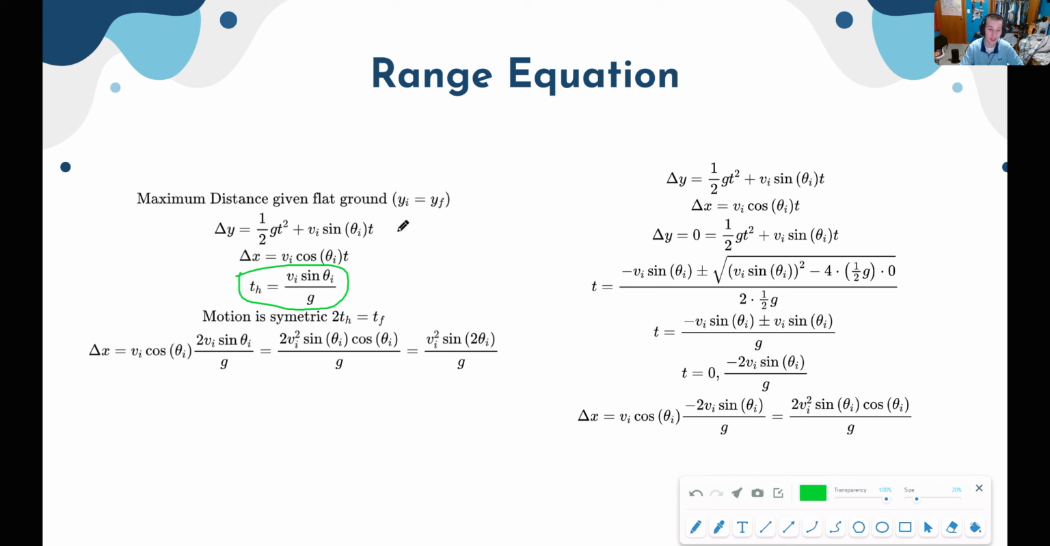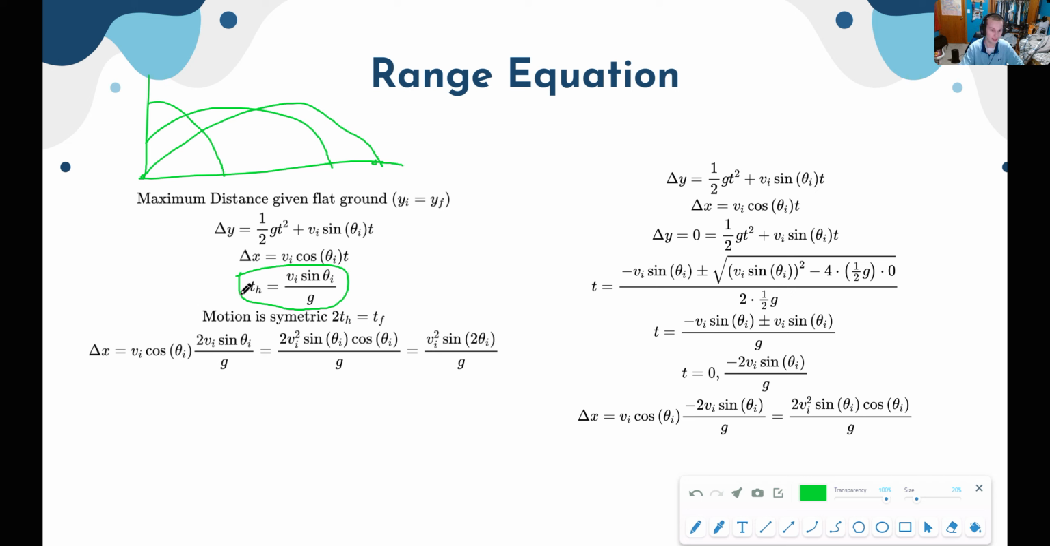This is only true if the maximum distance is given from flat ground. So you launch your ball and you end up back at the same y position at which you started. The initial and final y values need to be the same in order for this to be true, and so we are assuming that to be true for this case. So we got 2 times the time it takes to get to our maximum height is the total time that our ball is in the air.